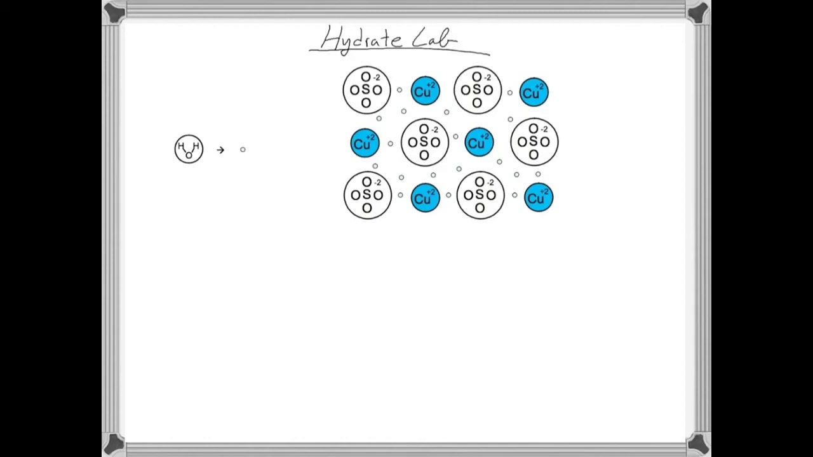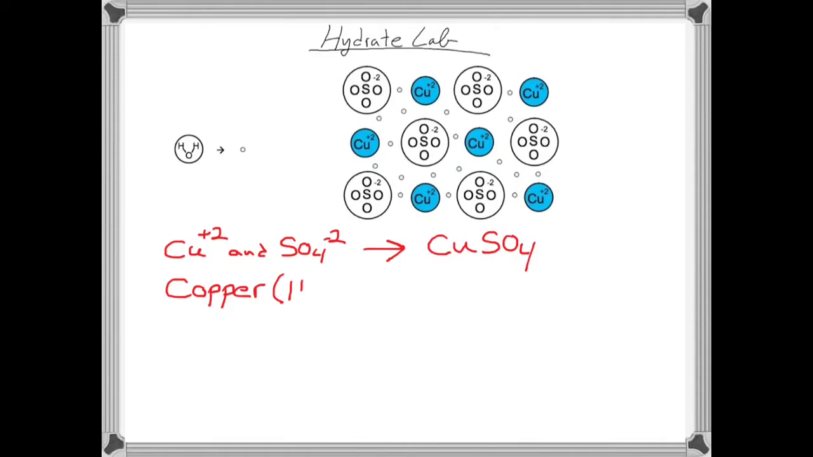In this video, we'll review the calculations for the Hydrate lab. Our crystals have copper ions and sulfate ions, and because they're in a 1-to-1 ratio, we would write it as CuSO4. Because of the +2 charge on the copper ion, we would name this as copper-2 sulfate.